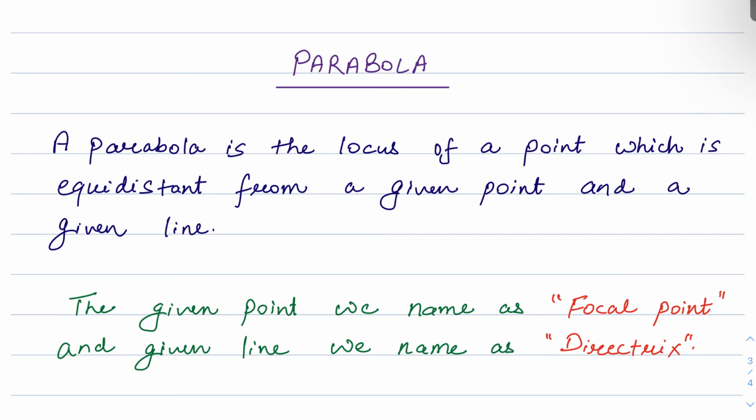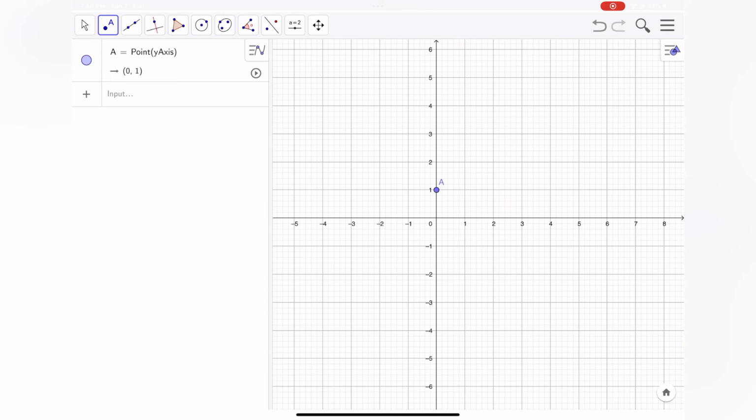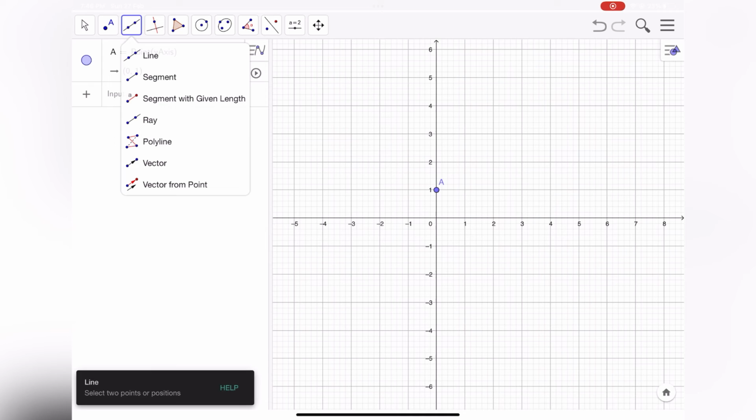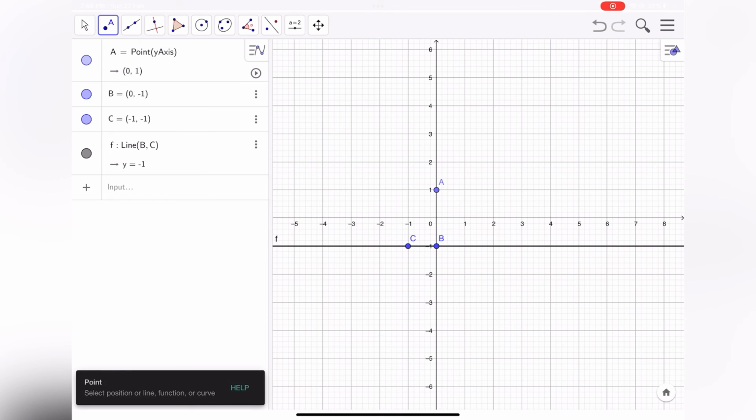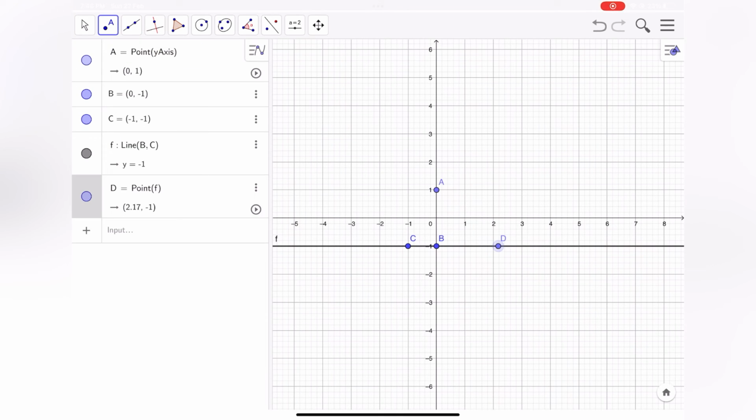A parabola is the locus of a point which is equidistant from a given point and a given line. The given point we name the focal point and the given line we name the directrix. To demonstrate the parabola, we require a focal point, which we name A, at (0, 1). Since the focal point is at (0, 1), the equation of the directrix is y equals minus 1. Now let us choose a random point, say D, on the directrix.